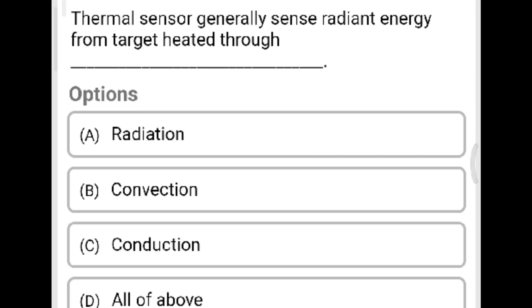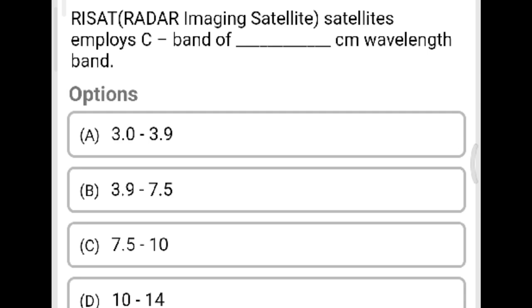Next question, thermal sensor generally senses radiant energy from the target heated through option A radiation, option B convection, option C conduction, option D all the above. The correct answer is option D all the above. Next question, RISAT radar image satellites employs C band of dash centimeter wavelength band, option A 3 to 3.9, option B 3.9 to 7.5, option C 7.5 to 10, option D 10 to 14. The correct answer is option B 3.9 to 7.5.